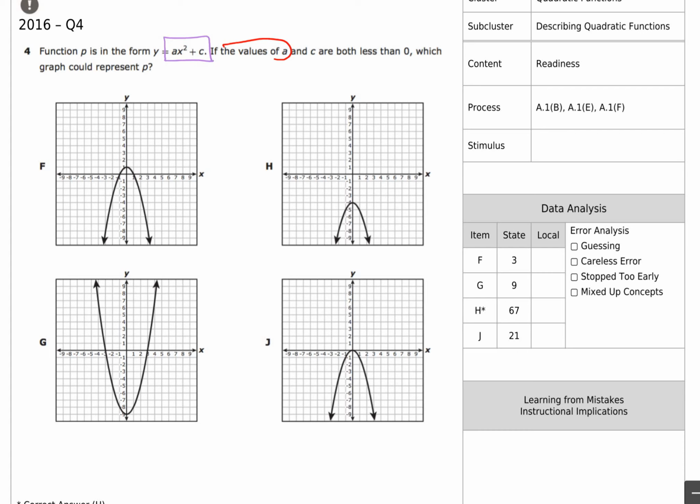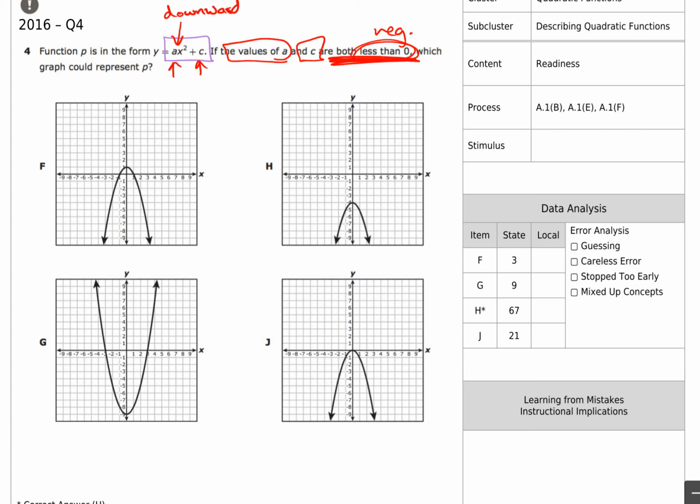The values of a and c are both less than 0. Well, less than 0, that's just another way of saying it's negative. And notice this is another one where the way they've asked the question, you're not able to type it in your calculator. You have to know what the formula changes will do. Well, if it's less than 0, if it's negative, so what did we say the first term does? If it's negative, what does it cause to happen? Well, it's going to be facing downward.